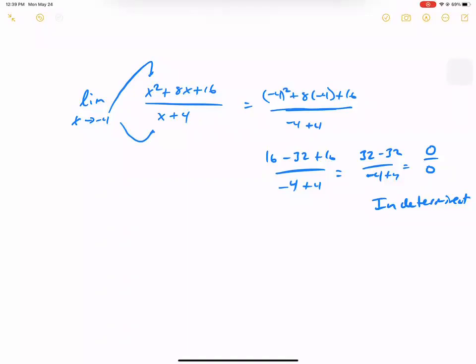Oftentimes when we divide by 0, we say the answer is infinity, it does not exist, and we stop right there. But when we end up with 0 over 0, there's a hint that we can continue the problem if we snoop a little bit more. What do they want us to do? When you end up with 0 over 0, find another way, because there is probably another way.